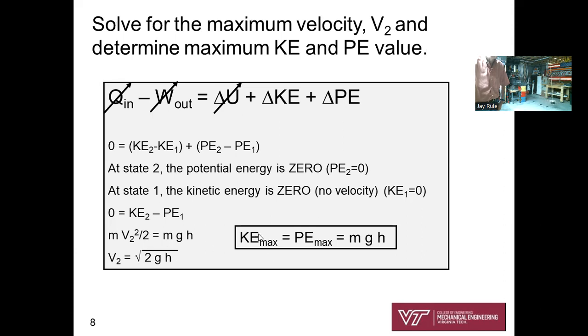We'll do our substitution of what we know in thermo. Kinetic energy at 2 is the mass times V2 squared over 2, equals the potential energy at 1, mgh. Kinetic energy max equals potential energy max equals mgh. And so finally, what we want to find is the maximum velocity for our little experiment. When it reaches its lowest point, that's where the velocity of the mass is the maximum, and it's simply the square root of 2gh.